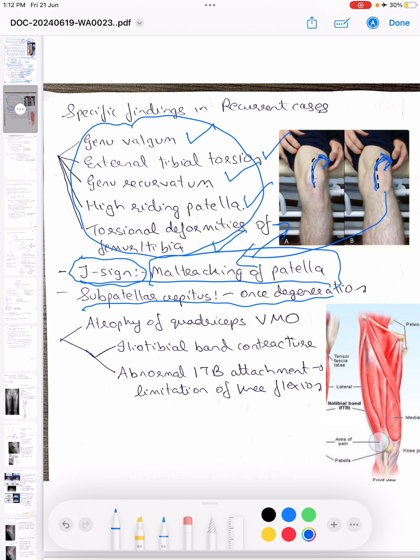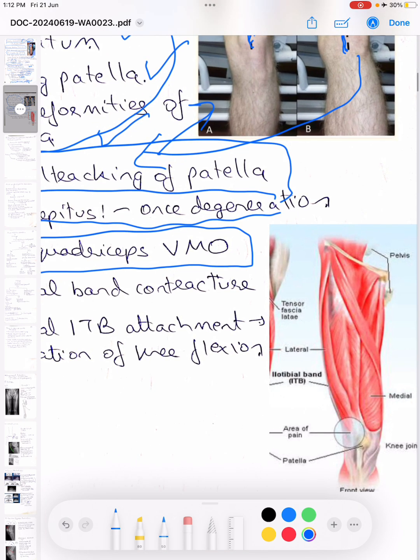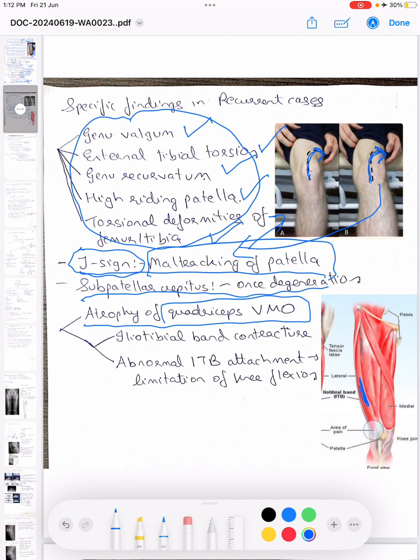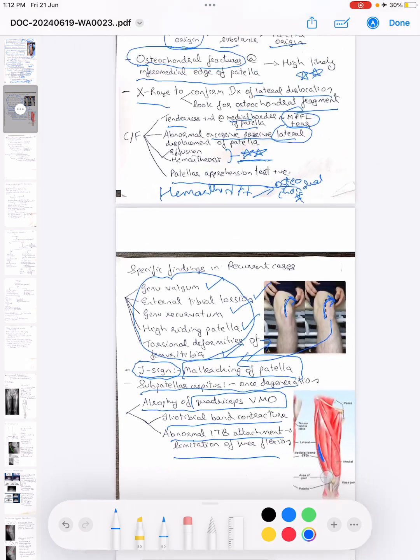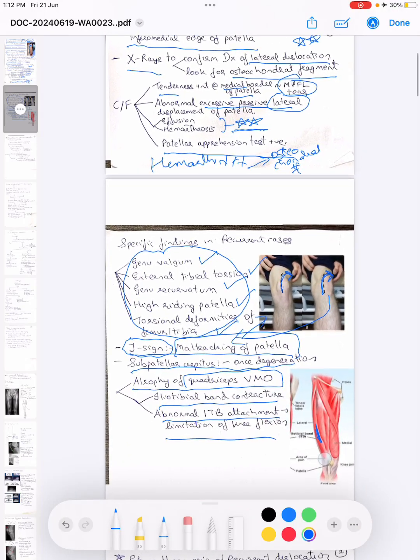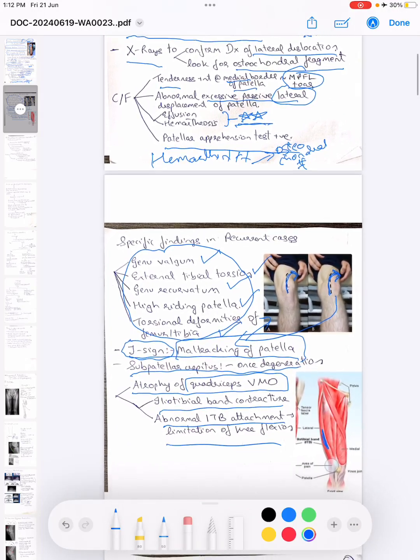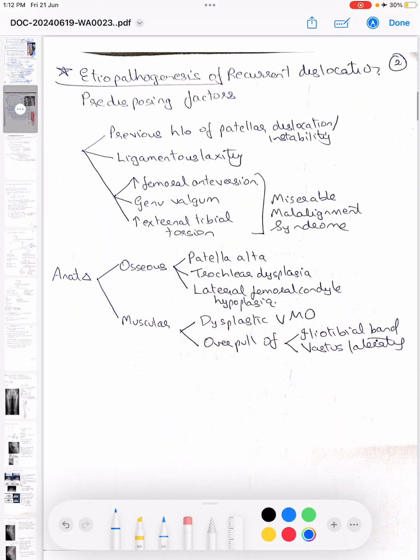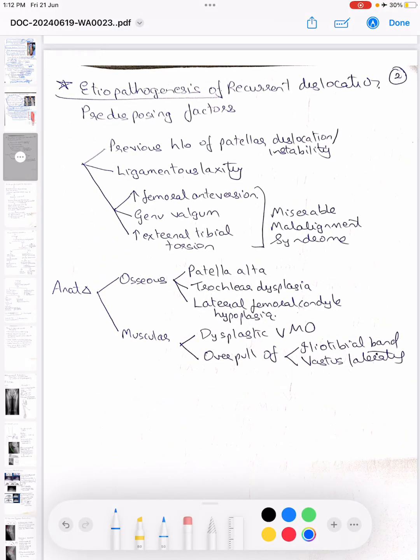So in cases of recurrent patellar dislocation, you observe atrophy of the medial structures, quadriceps and VMO, while at the same time there is iliotibial band contracture. So the lateral aspect is in more tightness, iliotibial band contracture, or you might find abnormal IT band attachment, which limits the knee flexion. So these are some of the specific findings you see in cases of acute or recurrent patellar dislocation, right?